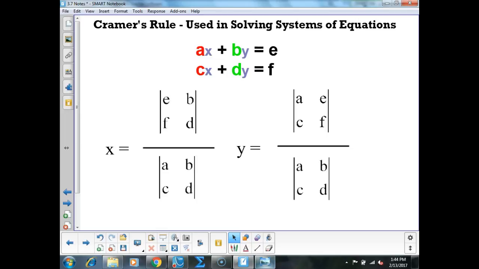So, Cramer's rule uses determinants. It's the fourth way to solve a system of equations. And it will work with a 2 by 2 system. It will work with a 3 by 3 system. It will work with a 4 by 4 system. Cramer's rule works for any size of system.